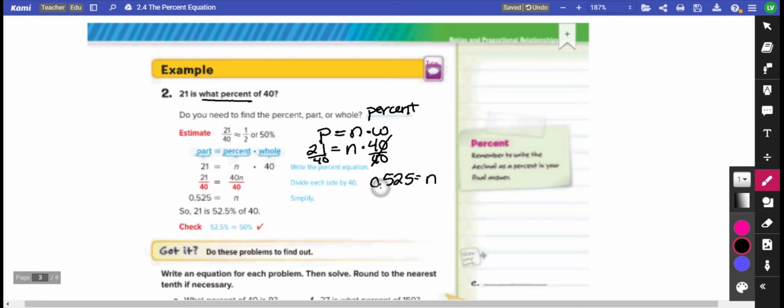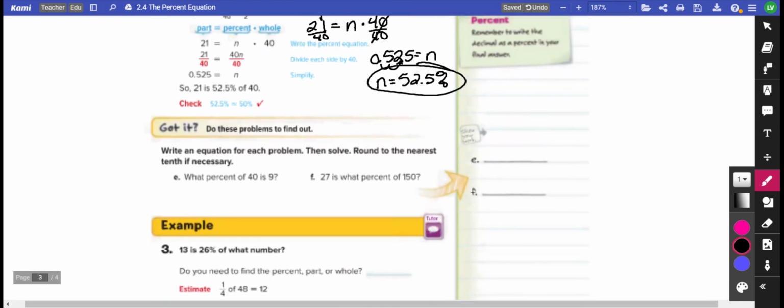So when I multiply it by 100, I move the decimal to the right twice. That gives me the percentage of 52.5%. Now, when we estimated at the beginning, we said about 50%, which is very close to 52.5%.